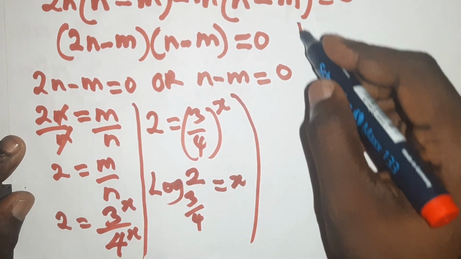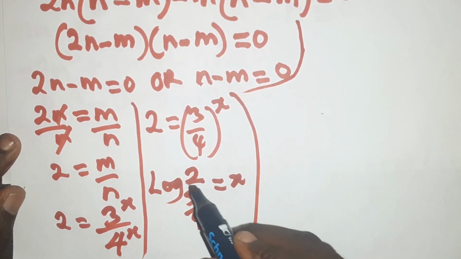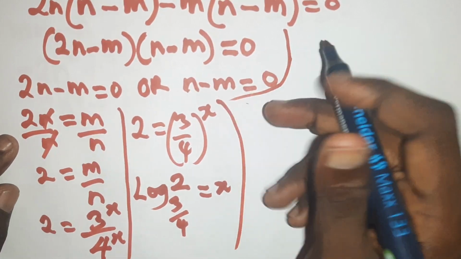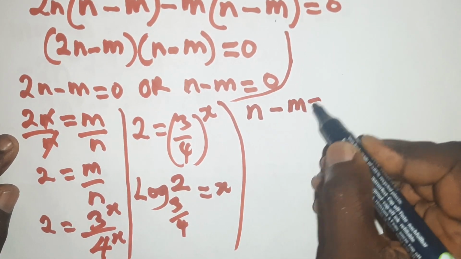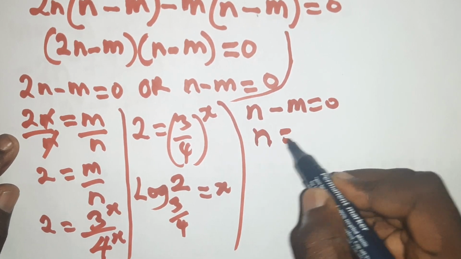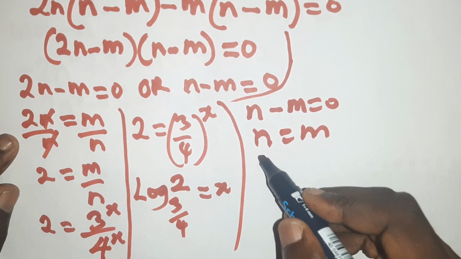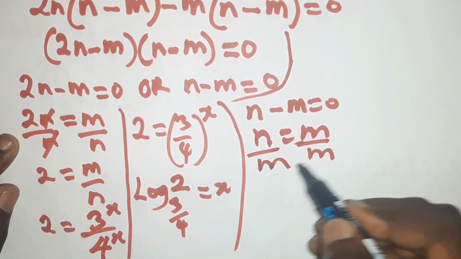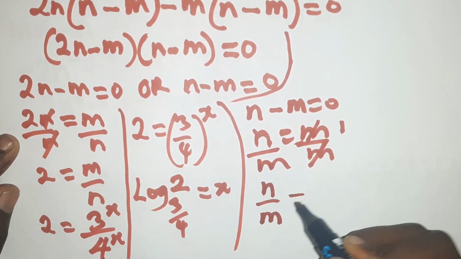Then case 2 is when n minus m equals to 0. So I can have x equals log 2 to the base 3 over 4. Then the second equation here is n minus m equals to 0. I can say n equals to m. Remember the n is 4 raised by x. Or I can divide through by m. Divide here by m and divide here by m. This cancels this. I have 1 left. So I have n over m equals to 1.